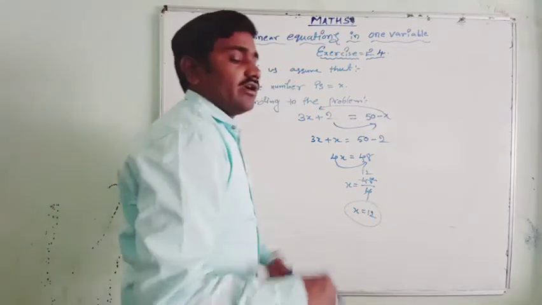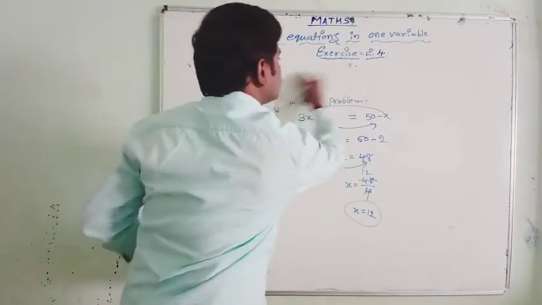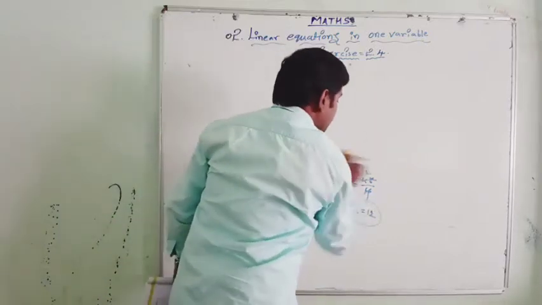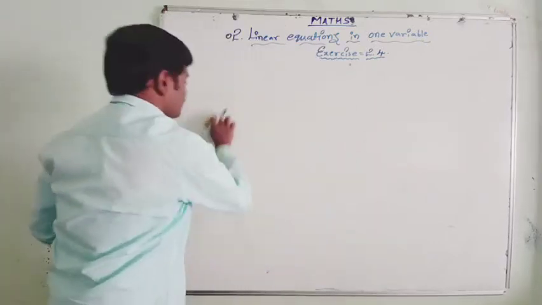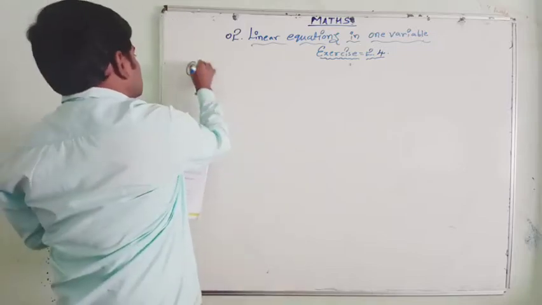The number is 12. When you try to understand the word problem clearly, we can do the solution very easily. The solutions are very easy. The thing is that we have to understand the question properly. When you read the question properly, you can do it. Then here is the sixth question.